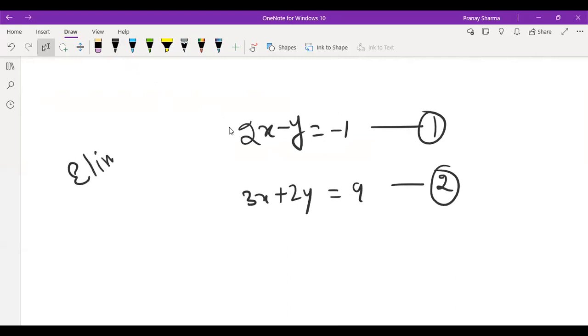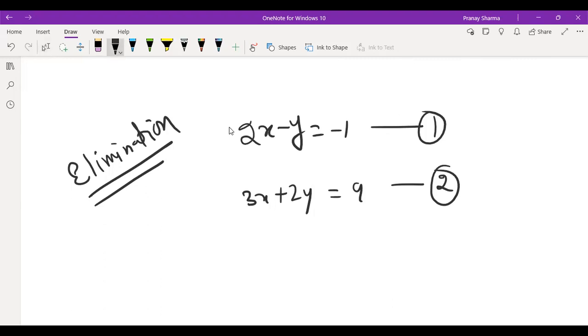Using the elimination method. Now in the elimination method, people, the purpose of elimination is to eliminate one variable so that it will become a linear equation in one variable, and then it is very easy for us to solve, right? A linear equation in one variable can be solved very easily. How can we analyze which variable is to be eliminated?